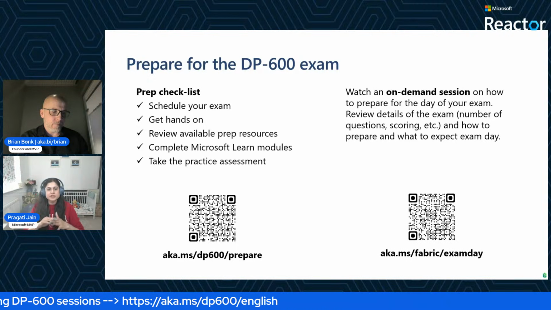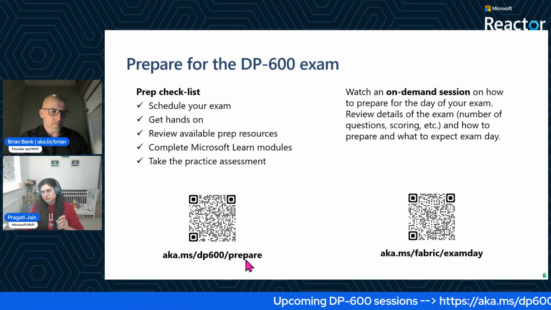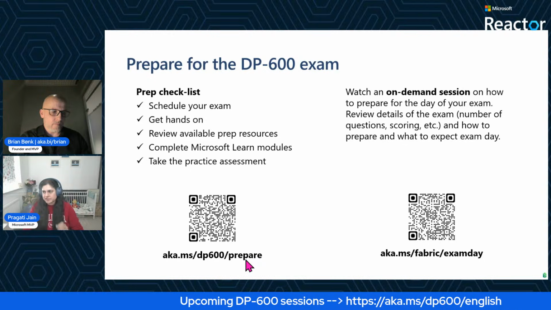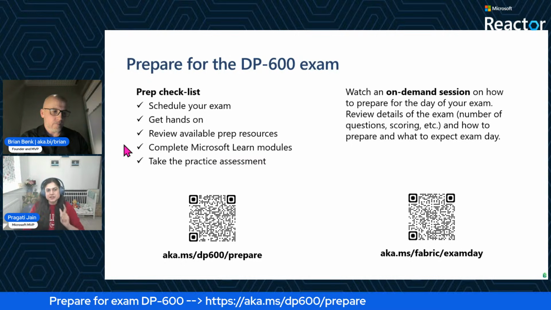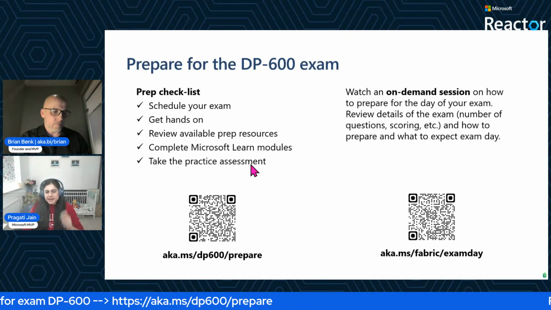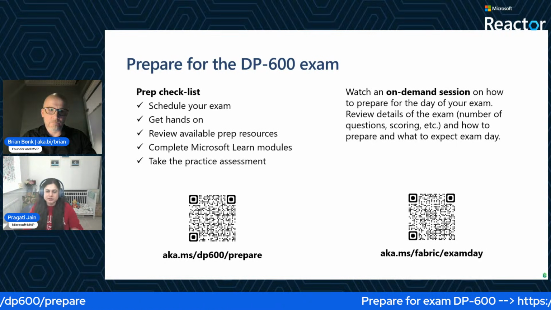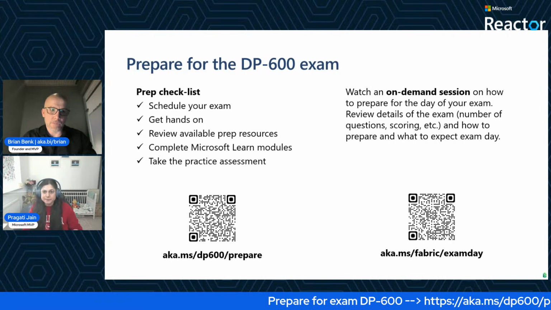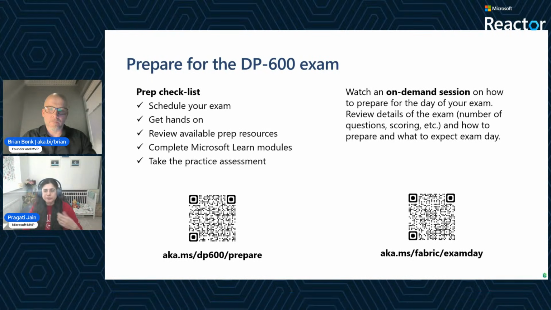Review all the available prep sources. There is a QR code at the bottom. It has the link to all the preparation sources available for this Fabric certification exam. Complete all the Microsoft Learn modules. It's a must to understand what Fabric is about. And take the practice assessment as well, which is available for the DP-600 exam now on the exam URL. And you can also watch some on-demand sessions to prepare for the day of your exam.